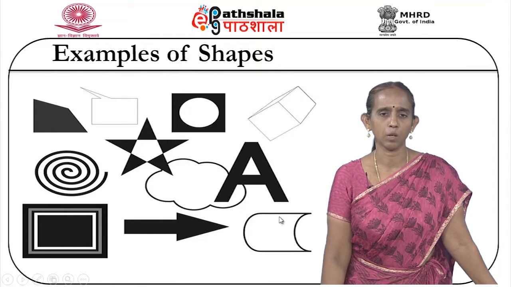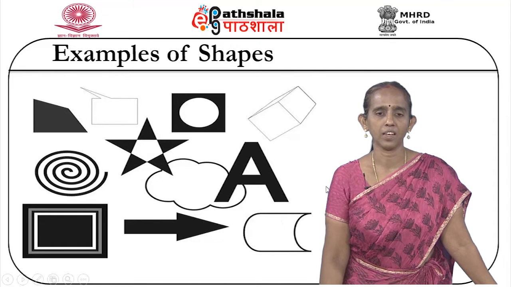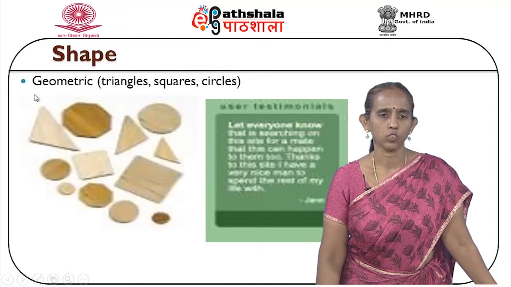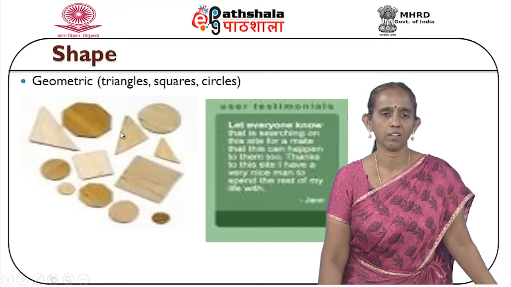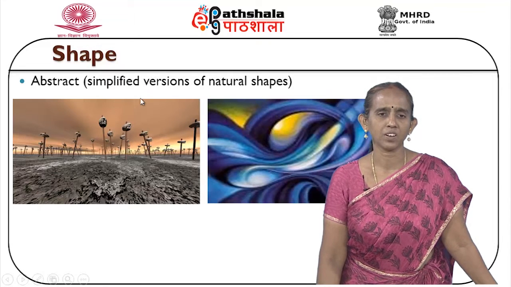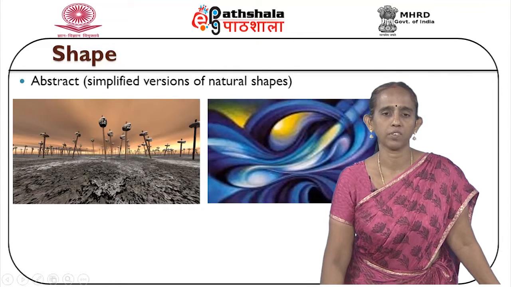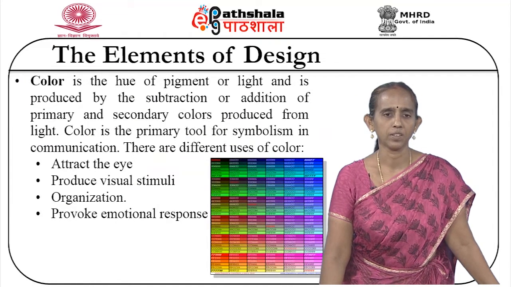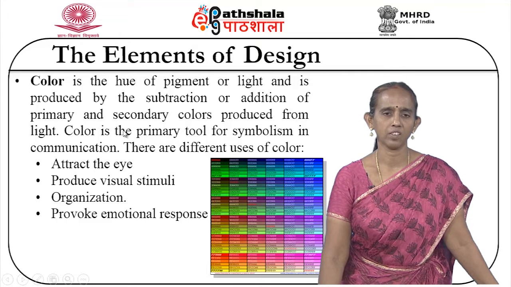So these are certain examples of shapes. So letter A has its shape of its own. This is a geometrical shape. So these are various geometrical shapes. These are synthesized shapes. The spiral is a synthesized shape. So here we have geometrical shape examples, triangles, squares and circles. Natural shape examples with animals, plants and human beings. And then we have abstract shape examples with abstract objects that are being created, which are simplified versions of natural objects.